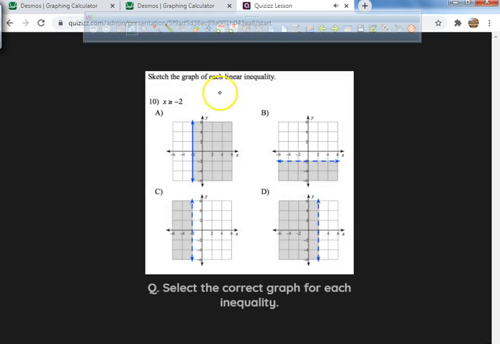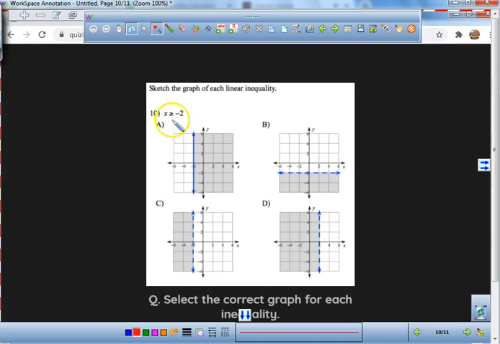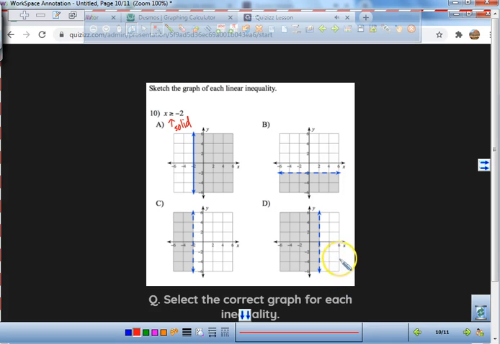This one says sketch the graph. Now it says x is what? Greater than or equal to. Well, this one's really easy, because if it says equal to, what kind of line do you have to have? Solid. Is that solid? No, that's not solid. So there's only one answer, even if you didn't know that x is greater than or equal to is a vertical line. All right.